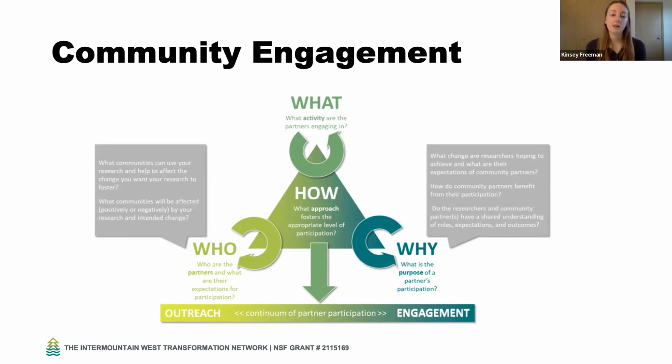And then also we can see on the left, we have who. So who are the partners? So identifying who are the partners within the community. And like I said, what are the expectations for participation?